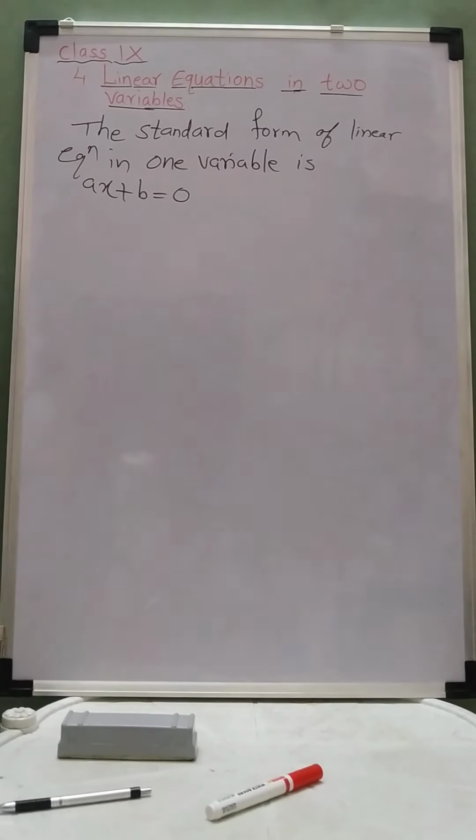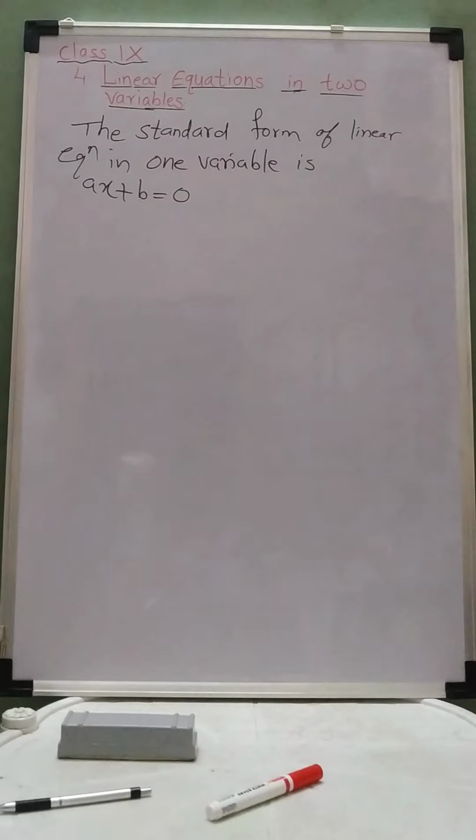Now, what is the meaning of linear? Here, see, the degree of x is 1. We can write x raised to power 1, that is x. So here, since the degree of x is 1, it is called a linear equation. And since the variable is x, it is called a linear equation in variable x.